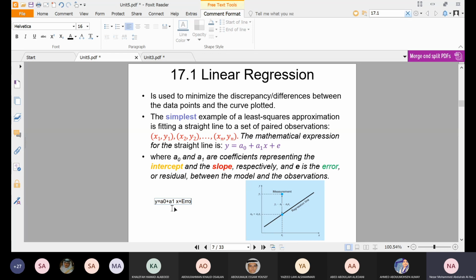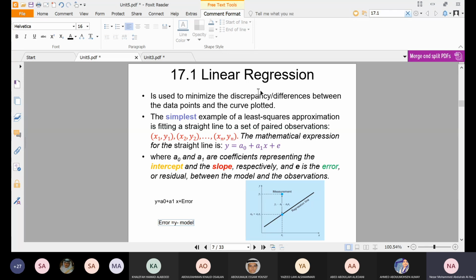Error here in our measurement. So usually we have an error in our measurement. So if we rearrange this equation, you can see this is the error. It's equal to the measured output minus the model that we developed. So the error here is equal to our measurement, y, minus the model or regression model that we developed. The regression model is nothing but a0 plus a1 multiplied by x.